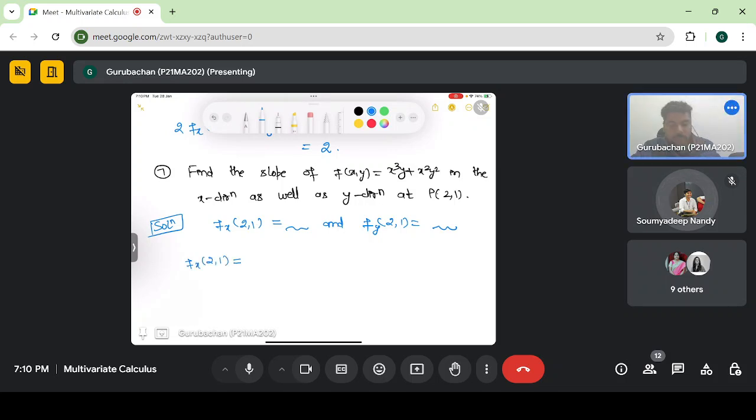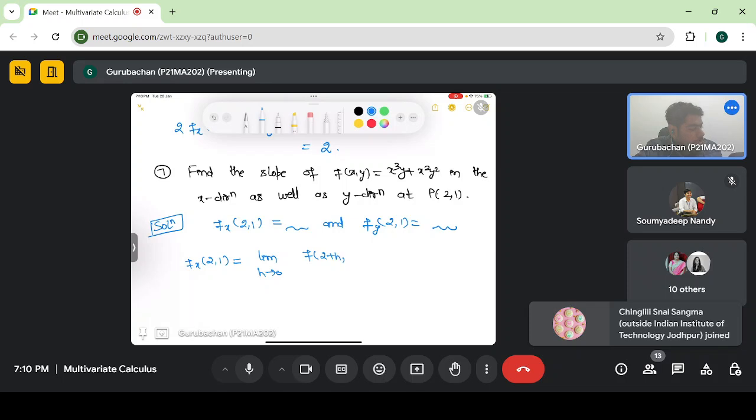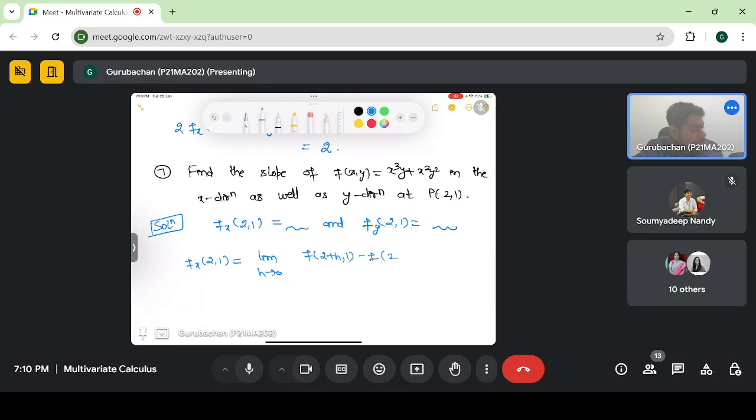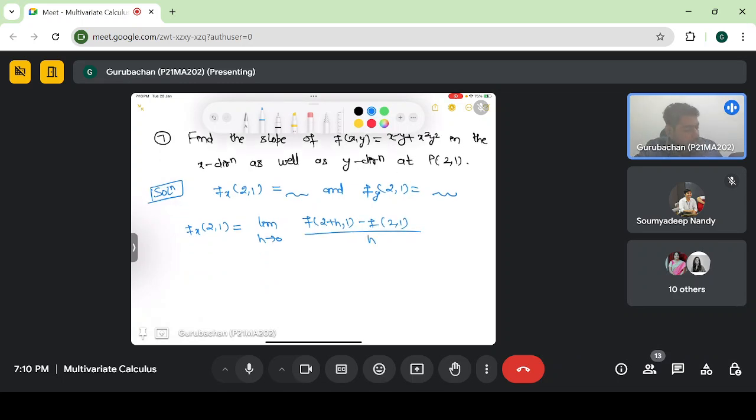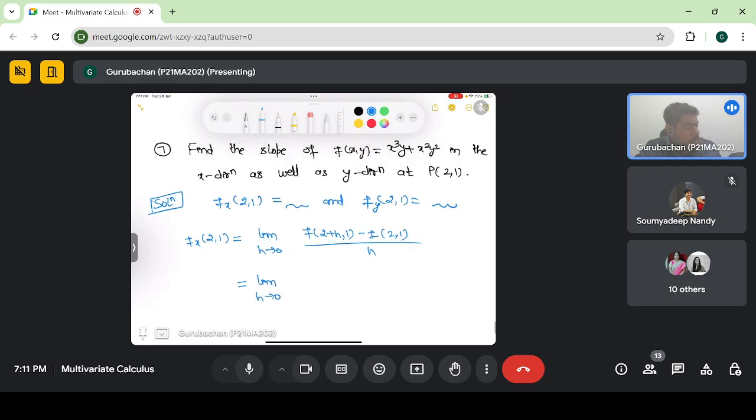fx(2,1). Again, we first write the definition. What will be the definition now? f(2+h, 1) minus f(2,1) divided by h. I hope the definition is correct. Limit h tending to 0 of (2+h) cube into 1 plus (2+h) square into 1 square, minus, sorry, first of all I should write minus f(2,1), divided by h. So what is the value of f(2,1)? f(2,1) will be 8 into 1 plus 4 into 1, 12, right?